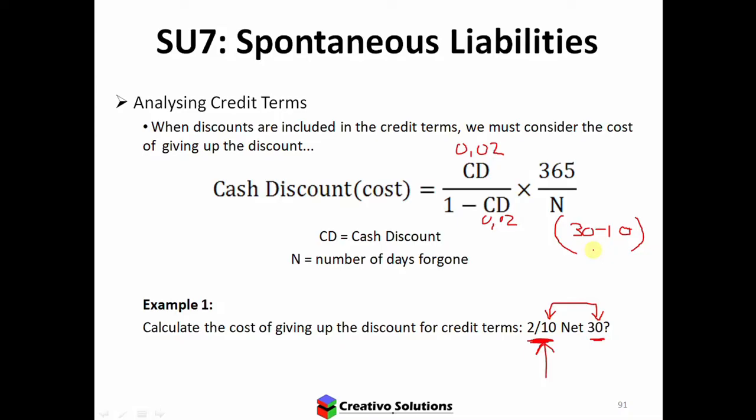Make sense? Yes. So just remember, maybe make a note here: the number of days that are foregone is the difference between the full period and the discounted period. Is that okay? Yes. So on your calculator, you've substituted all of that. Let's see what answer you get.